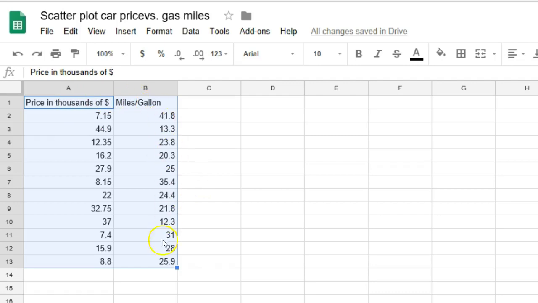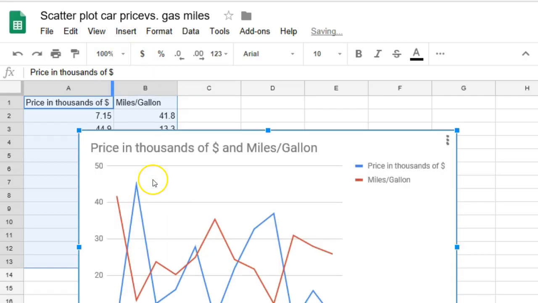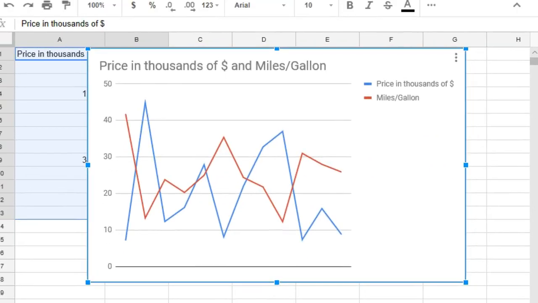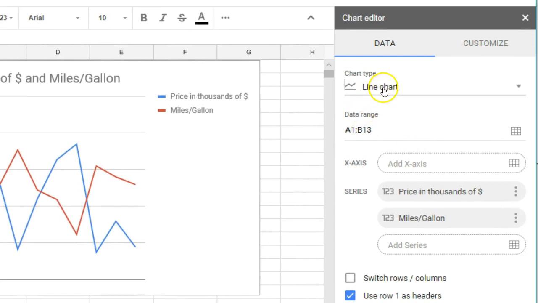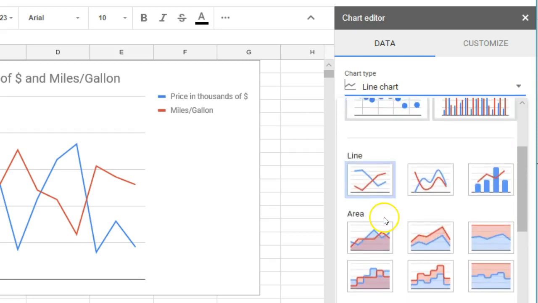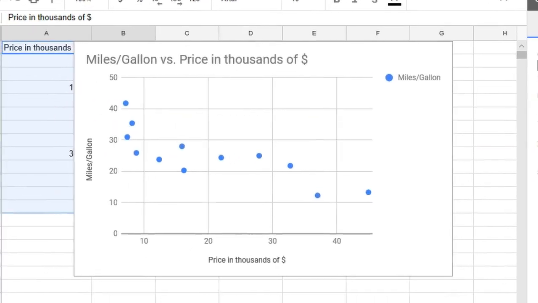And so what you do is you highlight all of it, including the price in thousands and miles per gallon. You go to Insert, you go to Chart, and it'll give you a chart that's not necessarily, I'm going to scroll up a little bit so you can see it. Gives you a chart, but it's not necessarily what we're looking for. And so if you look over here on the right, notice it says a line chart. What we want is a XY scatter. They give you a suggestion. This one doesn't look too bad. There it is. Yep, it's a scatter chart. So they've kind of figured out what we're looking for there.